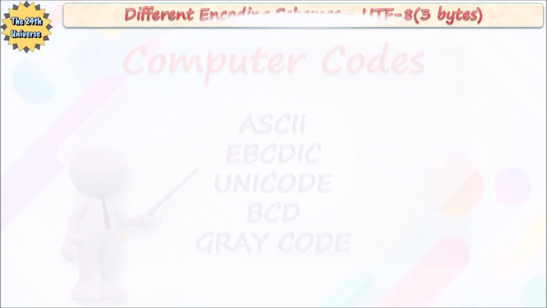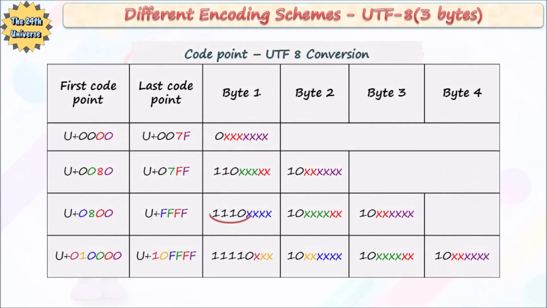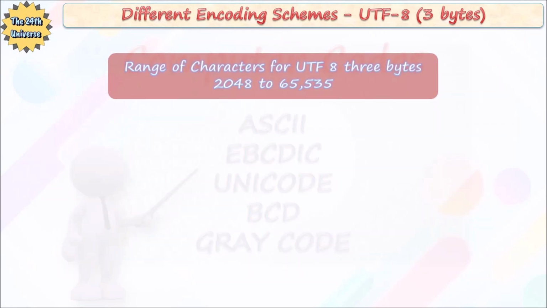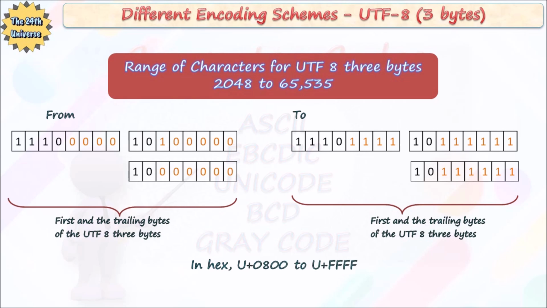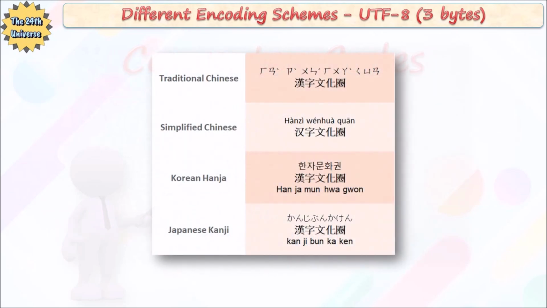For UTF-8 3 bytes, the MSB of the first byte starts with 1110 and the MSB of the trailing bytes, that is the second and third bytes, starts with 10. So, with the remaining 16 bits, the range of characters we can represent in UTF-8 3 bytes is 2048 to 65,535. UTF-8 3 bytes represents code points that include most Chinese, Japanese and Korean characters.